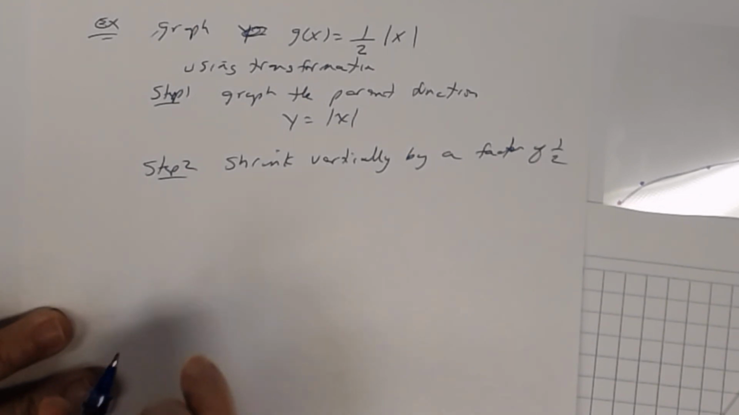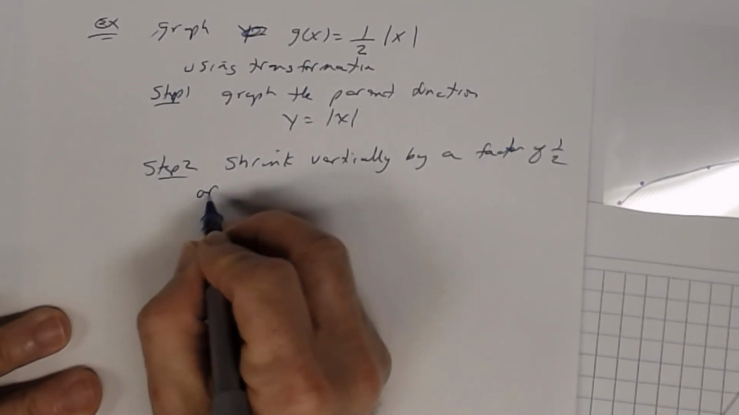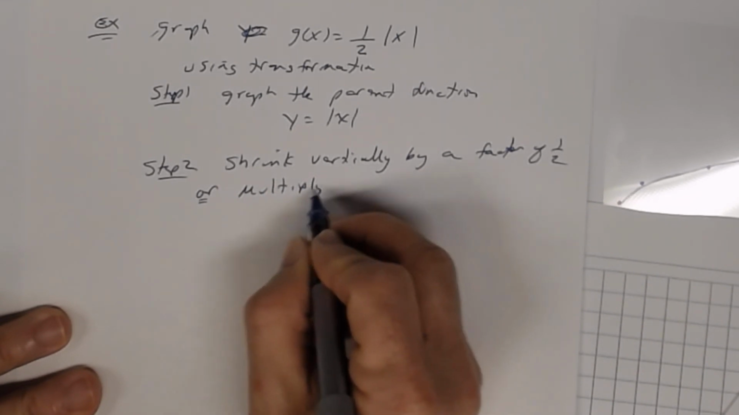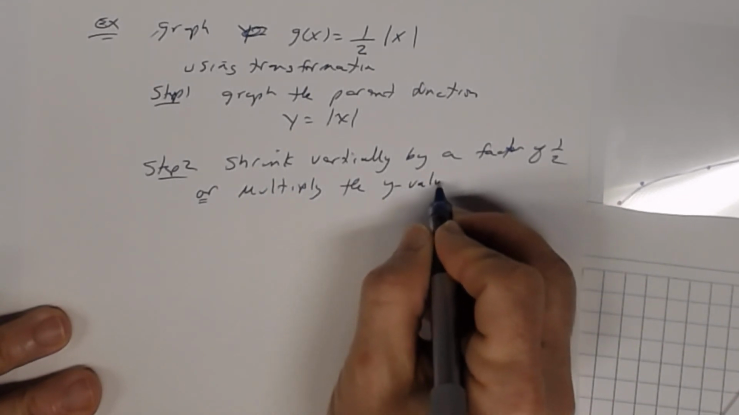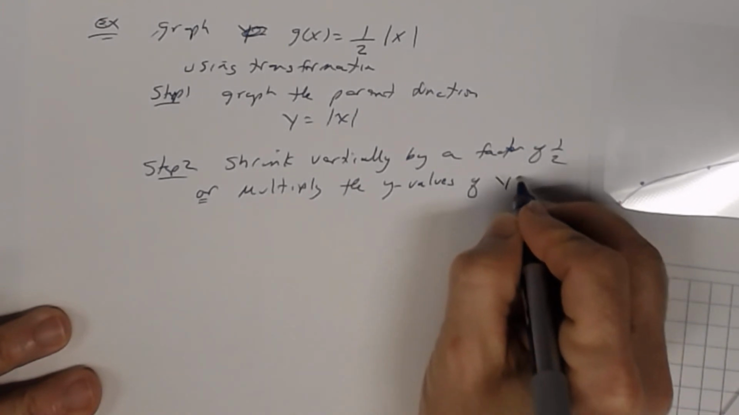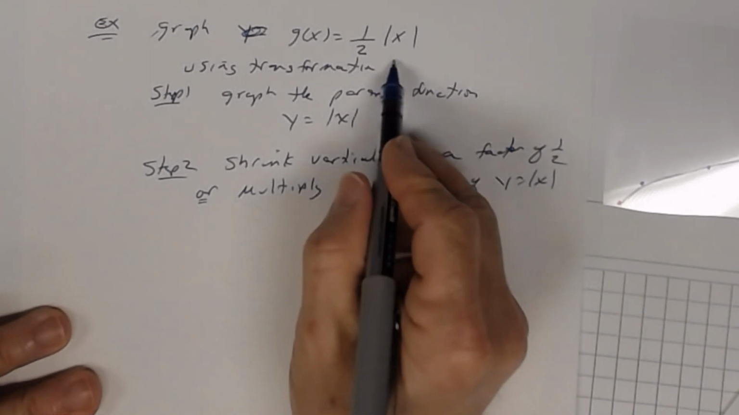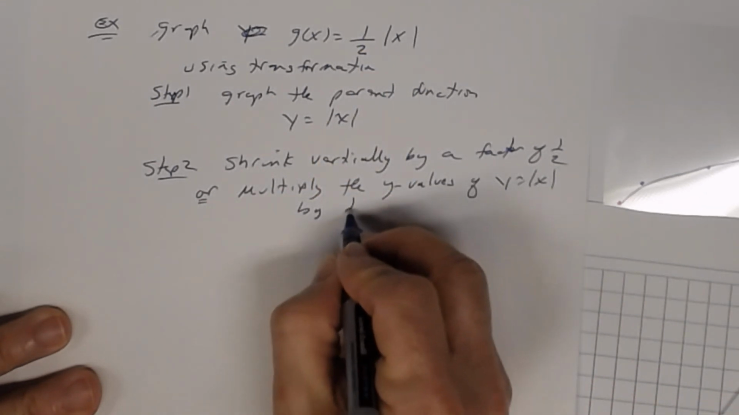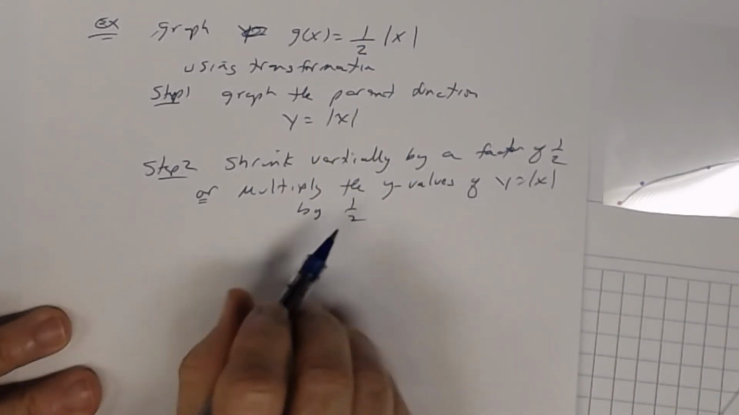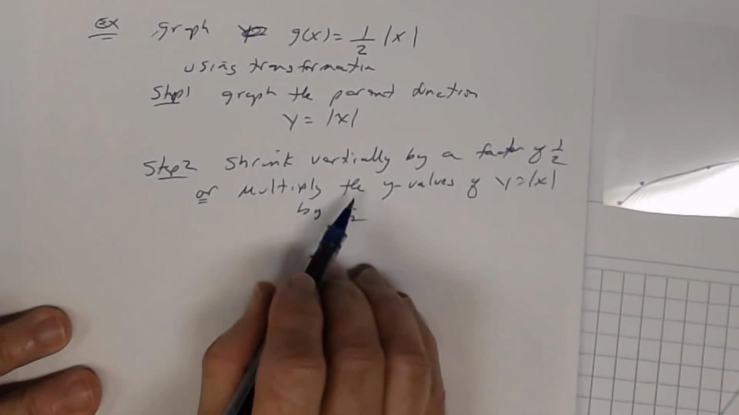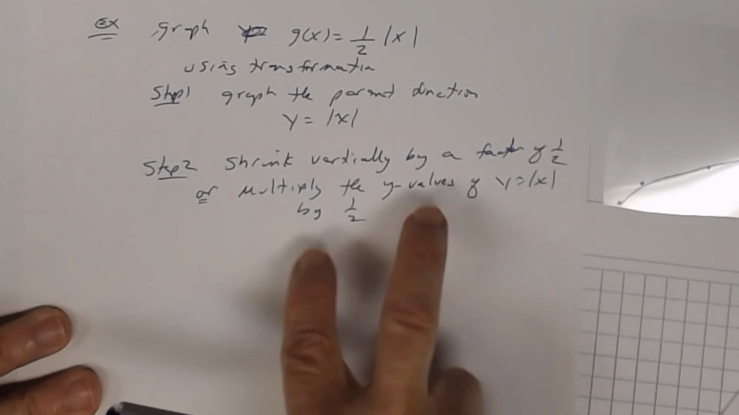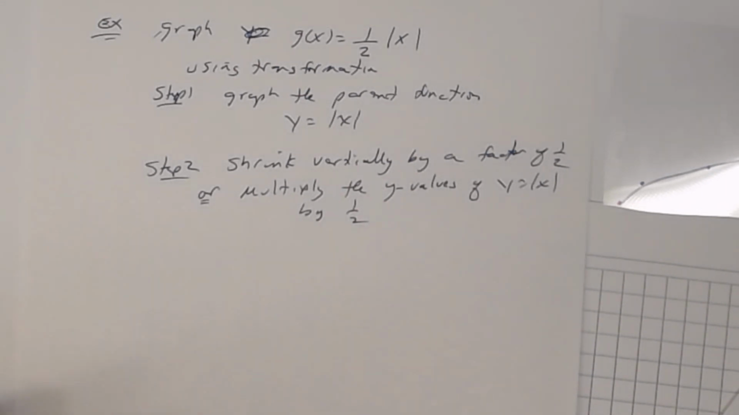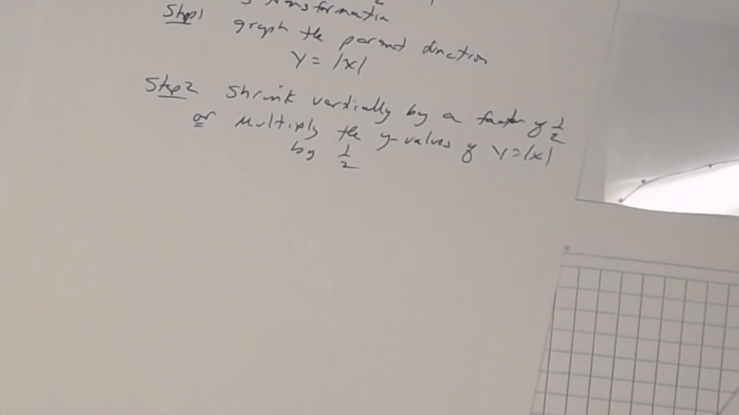Now here's what else I will accept. I will accept this. Step 2 will say multiply the y values of y equal absolute value of x by 1/2. Those two mean the same thing. Whenever you multiply y value by 1/2, you're shrinking vertically. You're pulling the graph towards the x-axis. Remember what we talked about a while ago. Let me find it.